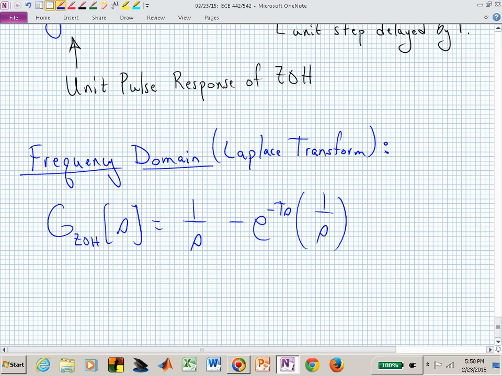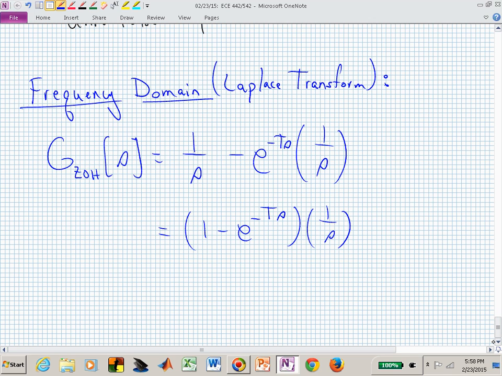And we can rewrite that by factoring out the 1 over S, and we now have 1 minus e to the minus TS times 1 over S. And if somebody now says, oh, what's the Laplace transform expression of this zero order hold, you could write down that formula. It's now 1 minus e to the minus capital TS times 1 over S.